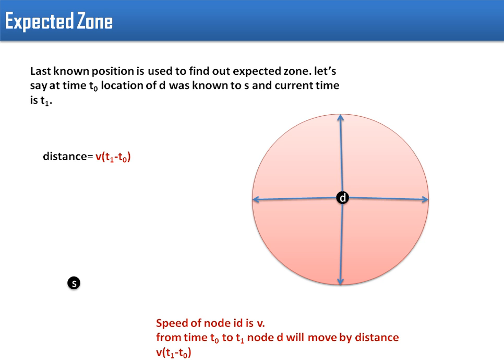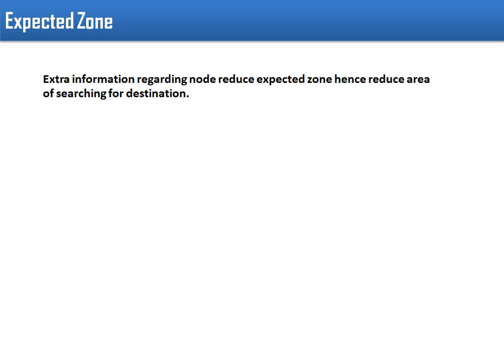Now, if the sender knows extra information, like this node is only moving in the north direction, we will take that scenario later. So this is the expected area. Now if the extra information is known to the sender, this expected zone can be reduced.